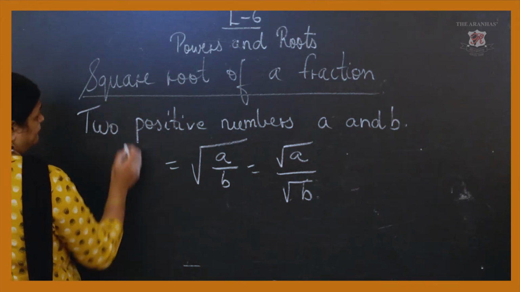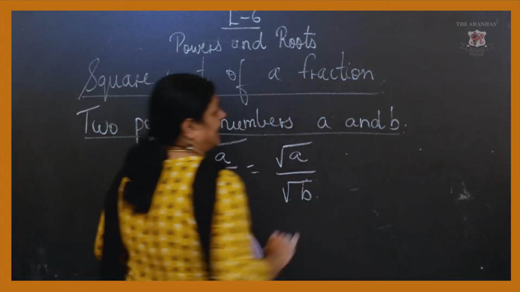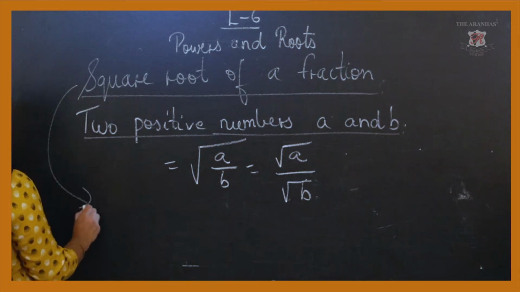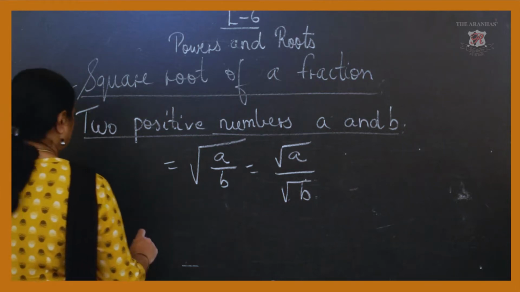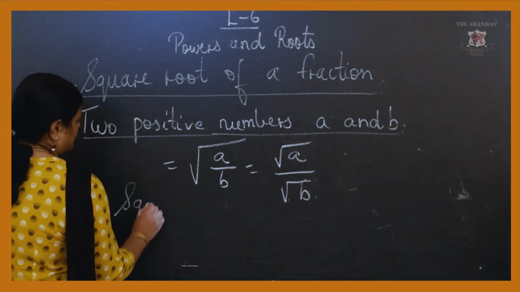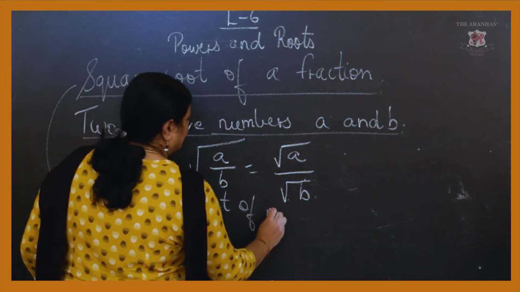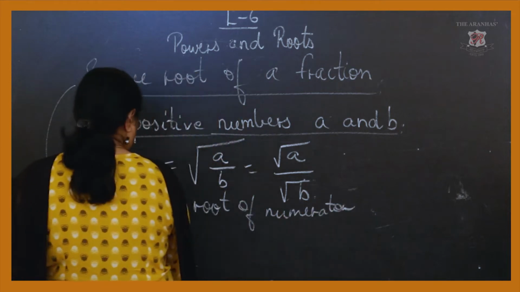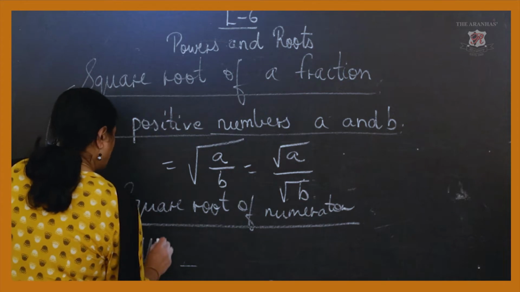Next, now the square root of a fraction. This is about the two positive numbers A and B. Next, we are going to do the square root of a fraction. When we are talking about the square root of a fraction, it means what? Your square root of the numerator upon the square root of the denominator.